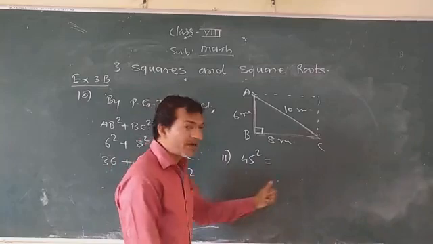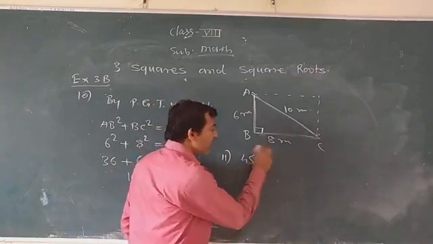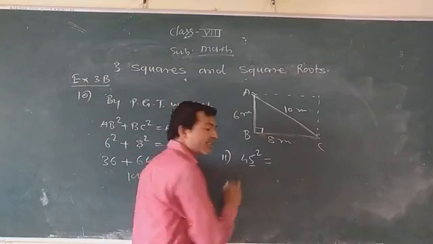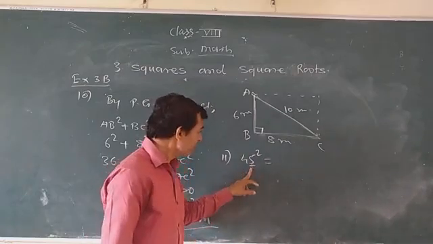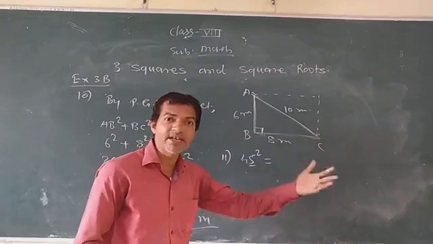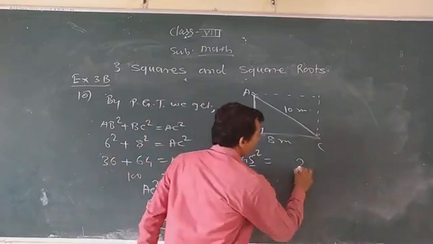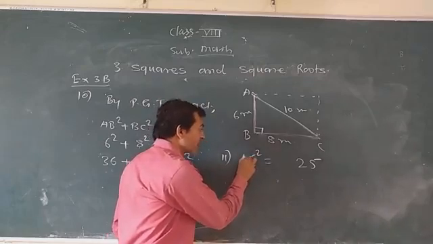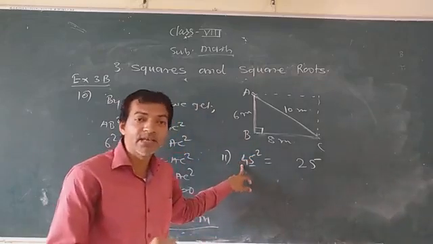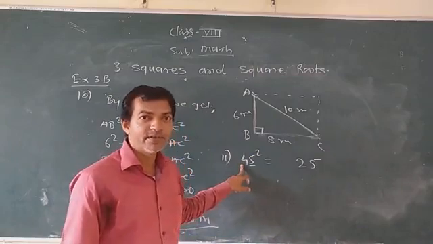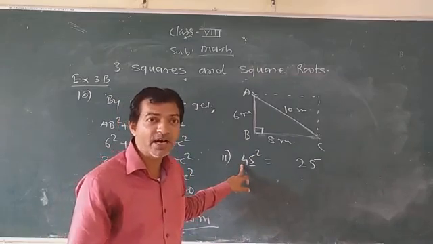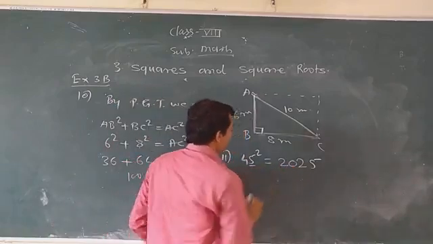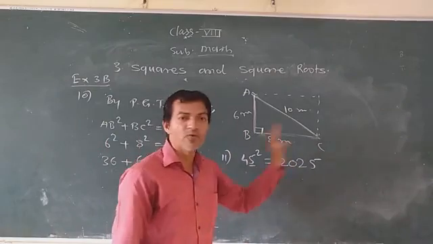So how to find orally? You have to find the square of this 45. The unit digit is 5. What is the square of 5? 5 square means 5 fives are 25. So that you have to write first here. And this first number is 4. You have to multiply this number by its next number. What is the next number of 4? 5. So 4 fives are 20. That 20 you have to write here. Means 45 square equal to 2025.